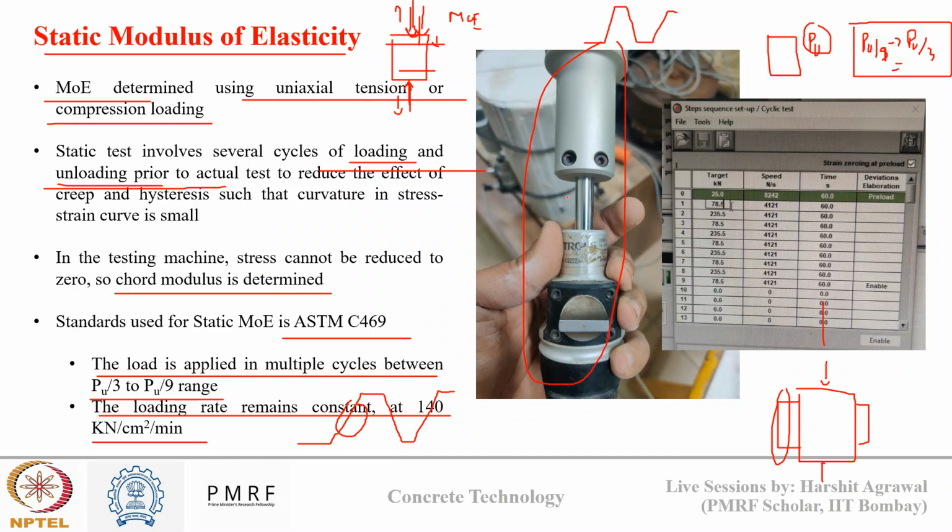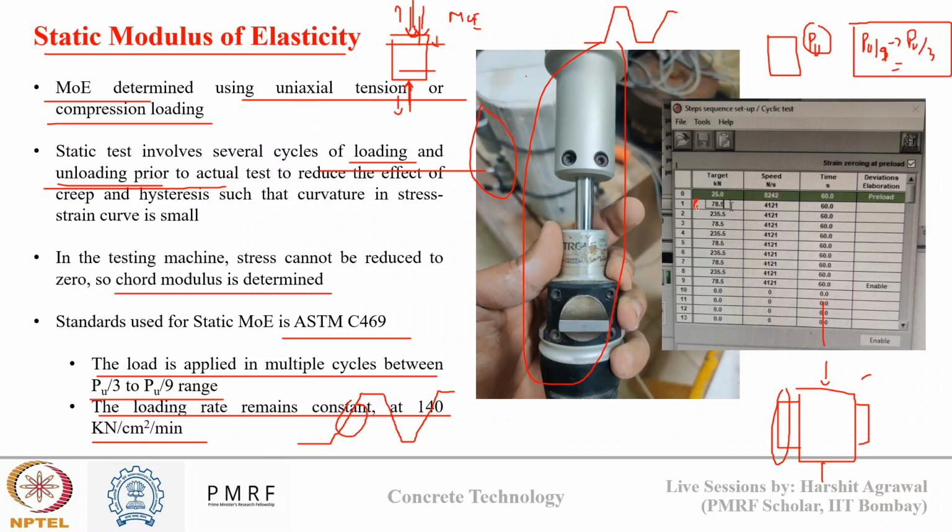Okay, so this is the extensometer, and you can see behind it is a figure. This is a cylindrical sample on which you can see the extensometer is fixed on the concrete. In the second image you can see the table of the software where we define the cyclic loading. Initially we have defined a preload of 25 kilonewton, just a small amount to stabilize the concrete under load, and then we apply multiple cycles of loading and unloading.